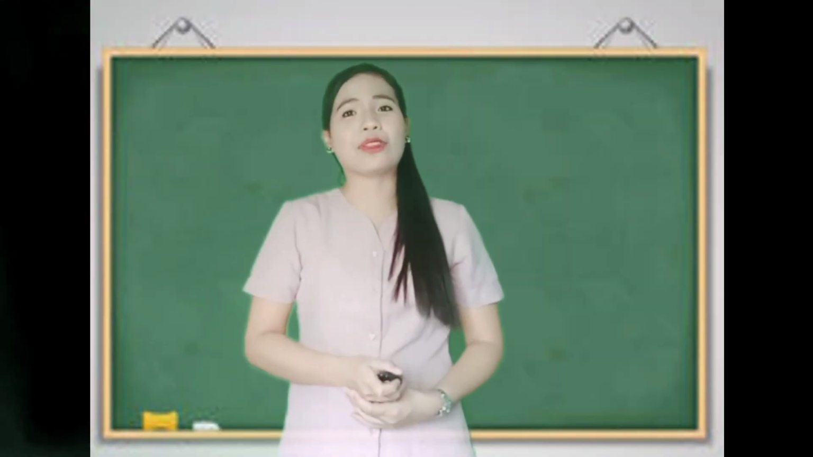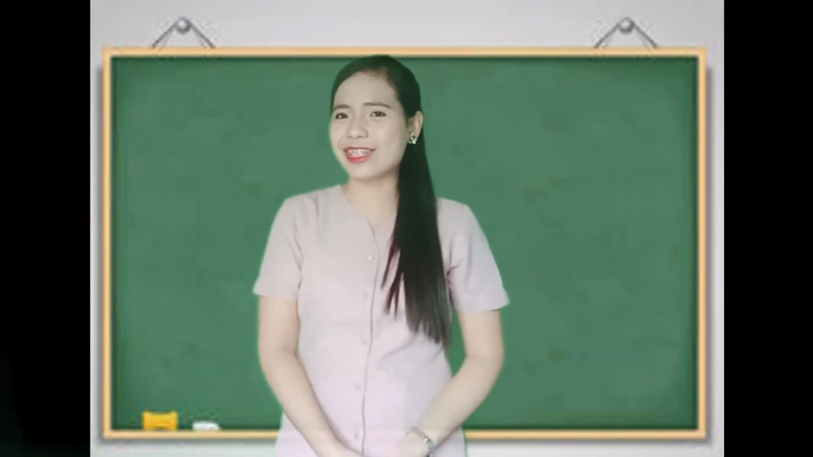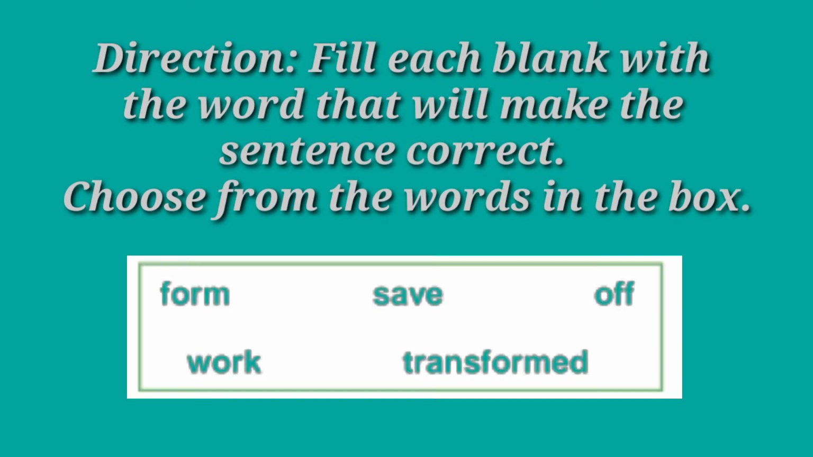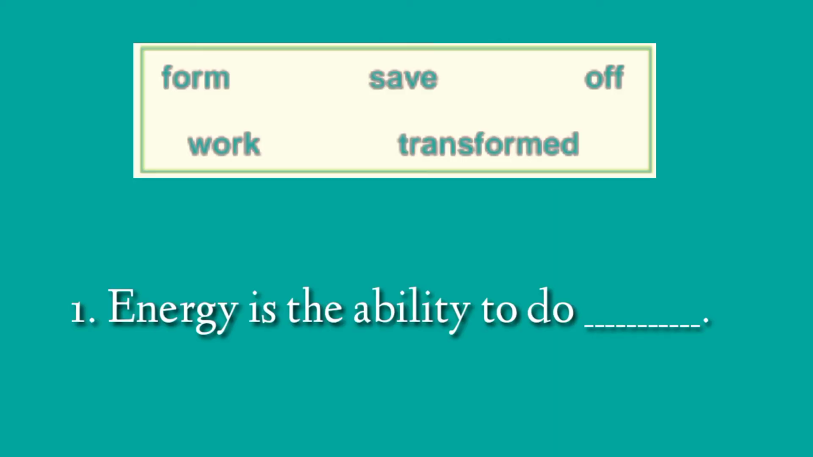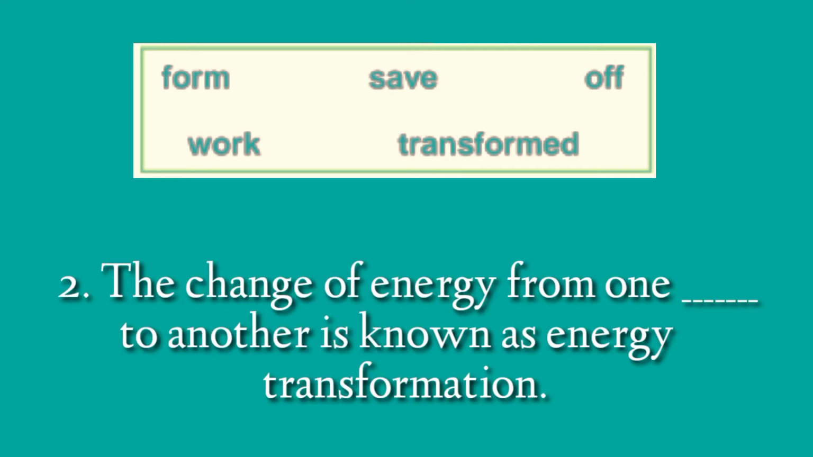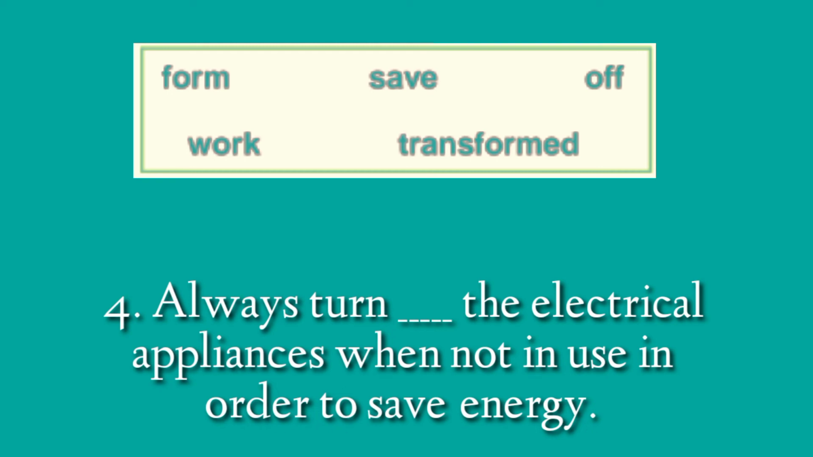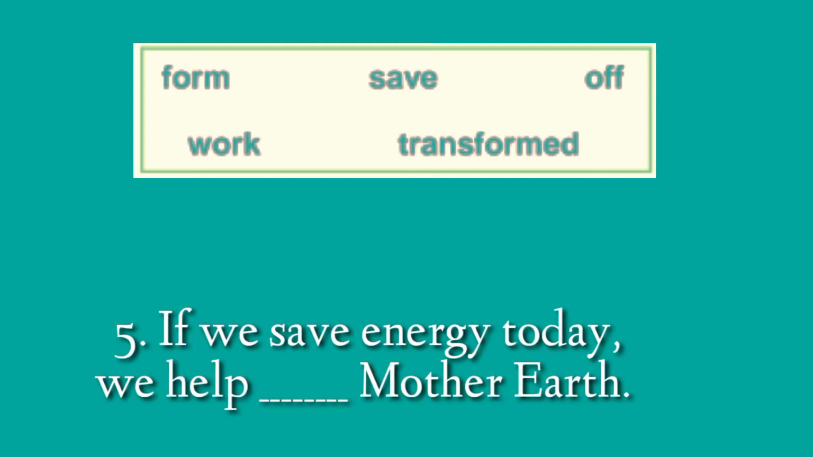Now, to find out if you understand the lesson well, let's try to answer Check Your Understanding. Direction. Fill each blank with a word that will make the sentence correct. Choose from the words in the box. 1. Energy is the ability to do blank. 2. The change of energy from one blank to another is known as energy transformation. 3. The law of conservation of energy states that energy cannot be created nor destroyed. It can only be blank. 4. Always turn blank the electrical appliances when not in use in order to save energy. And 5. If we save energy today, we help blank Mother Earth.